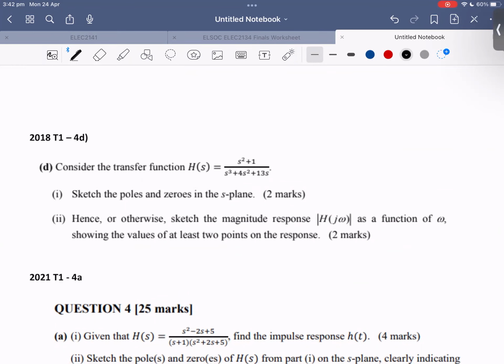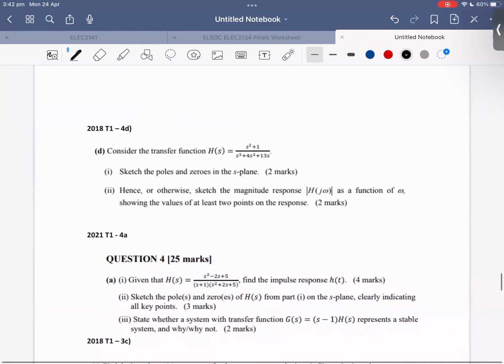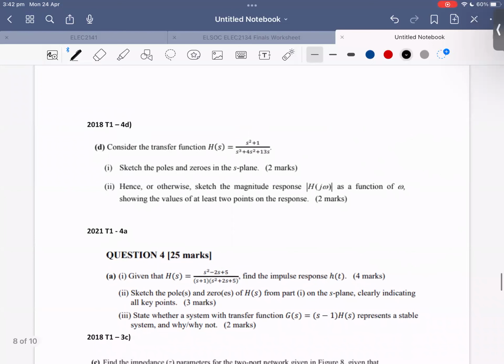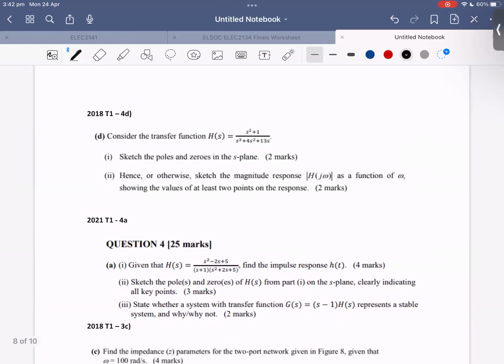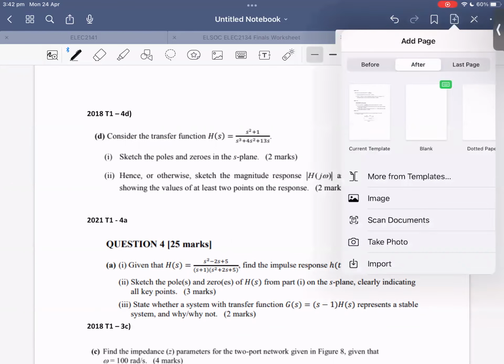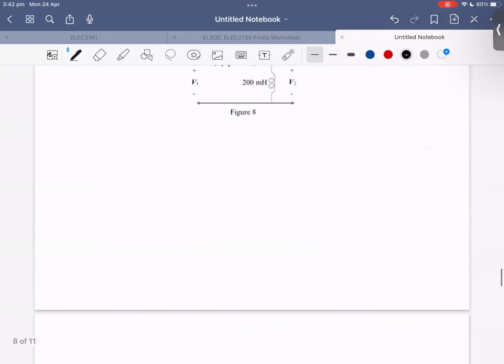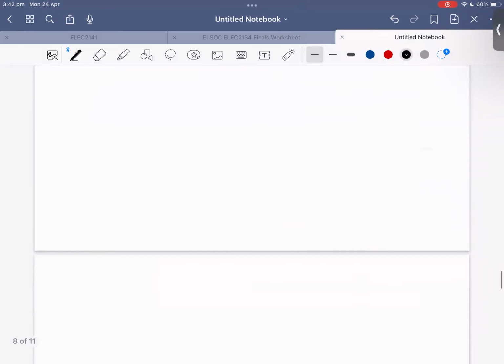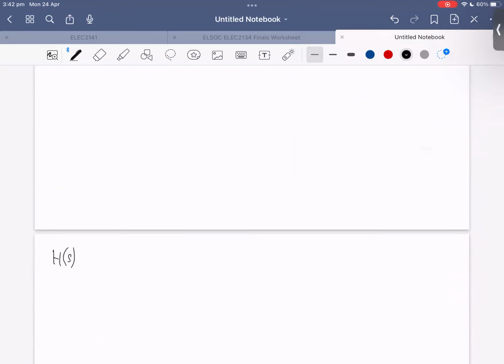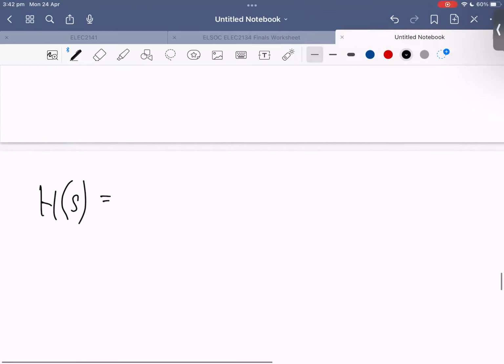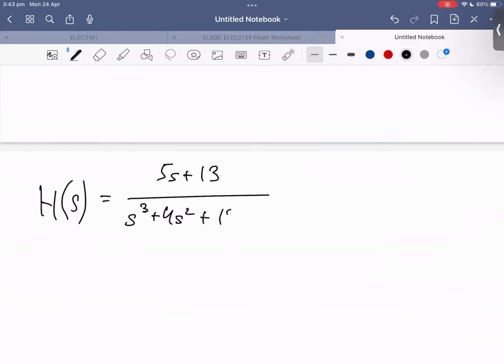Okay, so we've got another Laplace question. Consider the transfer function H of s, and then sketch the poles and zeros, and then sketch the magnitude response. So I've got H of s equals 5s plus 13 over s cubed plus 4s squared plus 13s.